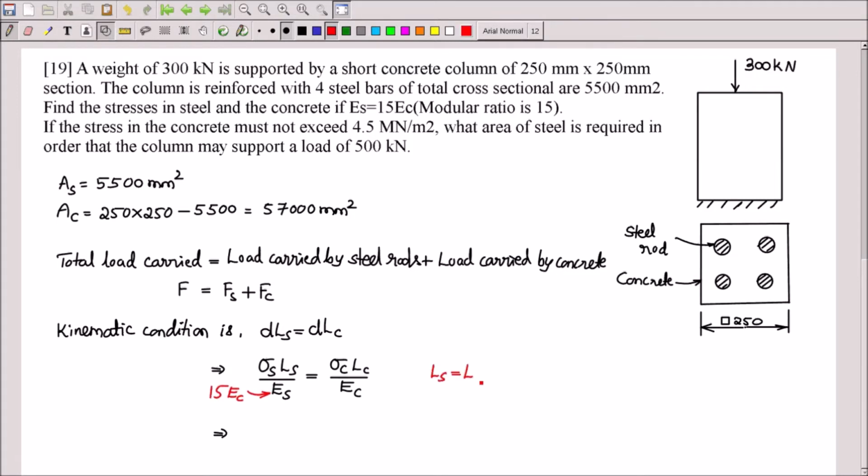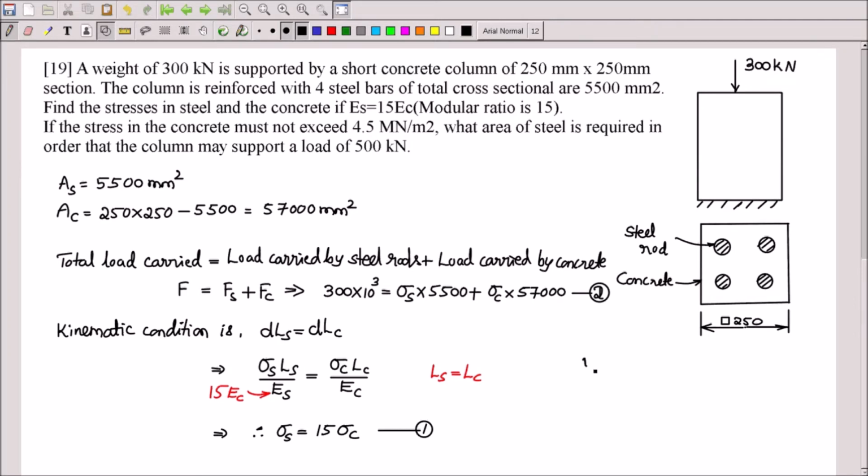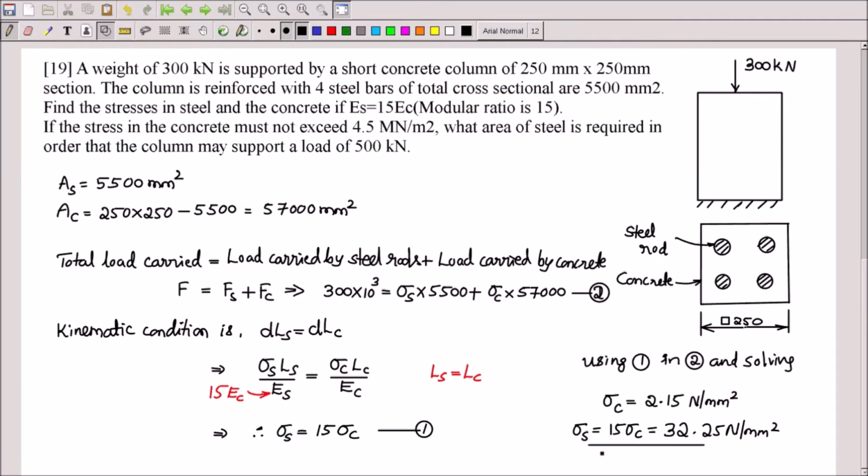LS is equal to LC. So you will get sigma S as 15 into sigma C. If you write the equilibrium equation in terms of stresses, it will be like this. Call this equation 2. Now you use equation 1 in equation 2 and solve it. Sigma C is obtained as 2.15 Newton per mm square. Sigma S is 15 into sigma C, so you will get a sigma S value of 32.25 Newton per mm square.